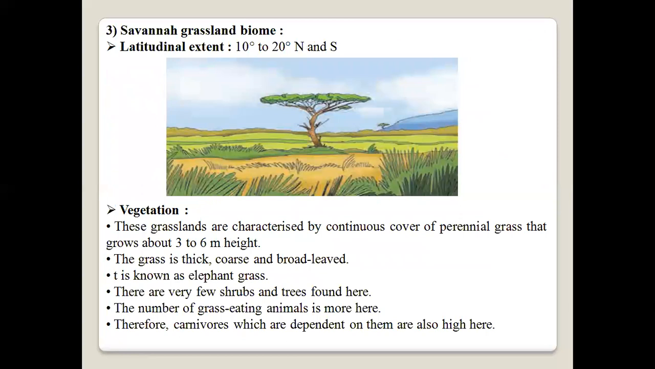Next is the Savannah Grassland biome. Latitudinal extent, 10° to 20° north and south. Vegetation. These grasslands are characterized by continuous cover of perennial grass that grows about 3 to 6 meters in height. The grass is thick, coarse, and broad-leaved. It is known as elephant grass. There are very few shrubs and trees found here. The number of grass-eating animals is more here. Therefore, carnivorous animals which depend on them are also high here.